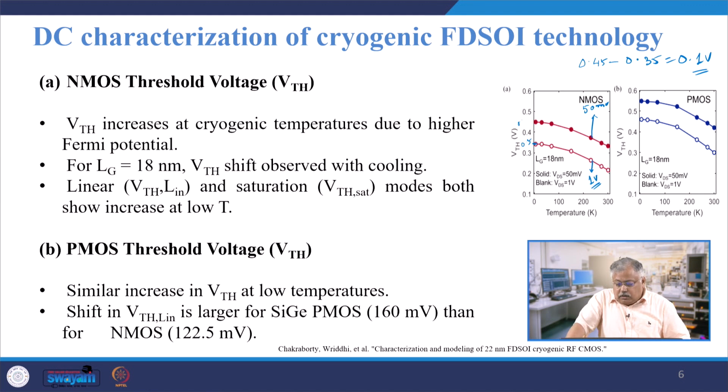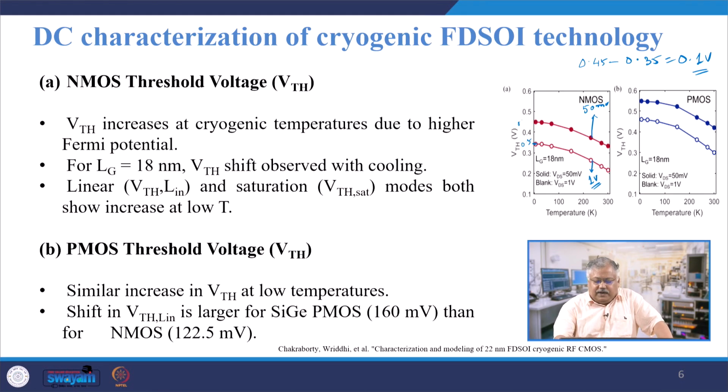Okay. Now, however, an important concern is that as you reduce the temperature, the threshold voltage increases, and the increase is almost qualitatively and quantitatively the same for both NMOS and PMOS, at 50 millivolts and 1 volt. Basically, the threshold voltage increases because of an increased value of the Fermi potential at low temperature. Your Fermi potential shows a higher value, and therefore, in order to invert a channel, you require a larger gate voltage to do that, right?